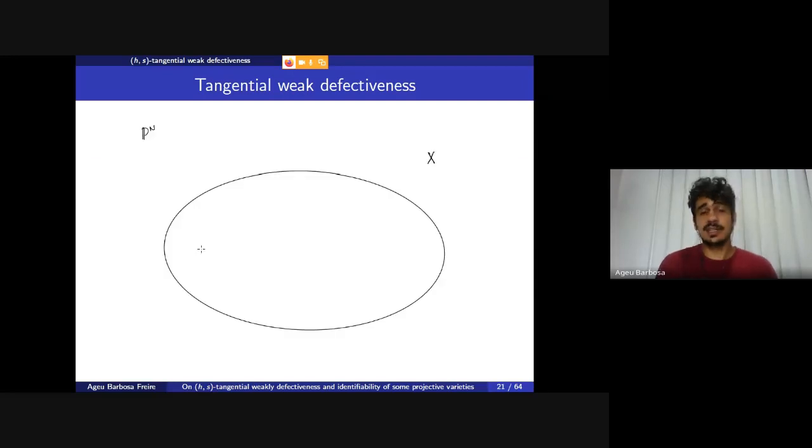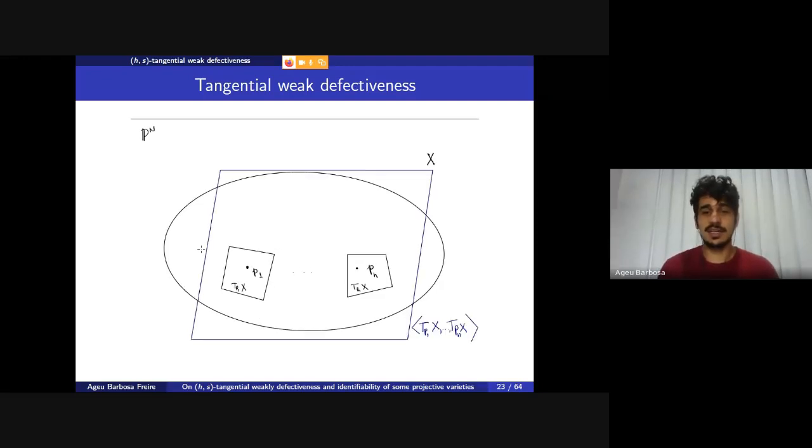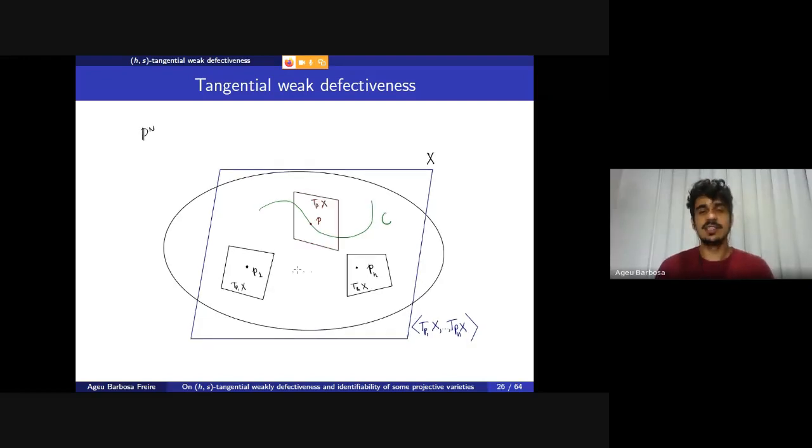As I told you, let me just give another picture. We consider now h tangent spaces of X in h different points, P1 up to Ph, and we consider the linear span of all these linear subspaces. And we will say that the variety X is h-tangential weak defective if there exists a subvariety C in X for which, when I take a point P on C and we consider the tangent space of X at the point P, this tangent space is contained in this linear span. And this happens again for each point we take on C. The same thing happens here: in my picture, C appears to be a curve, but in general, the dimension of this subvariety can be greater than 1.